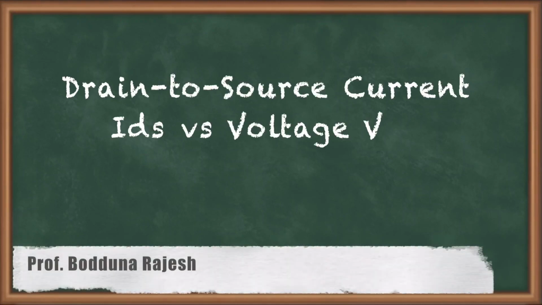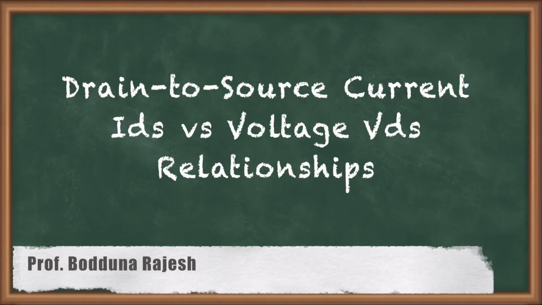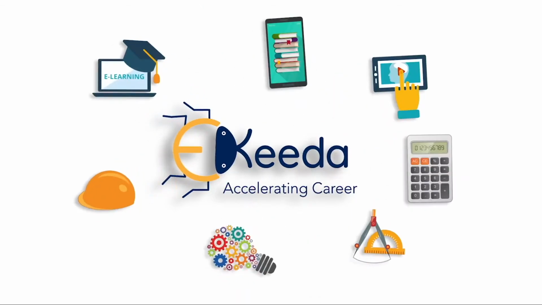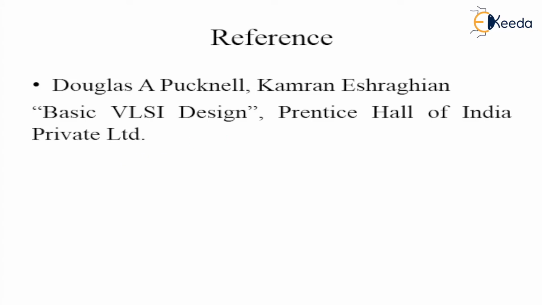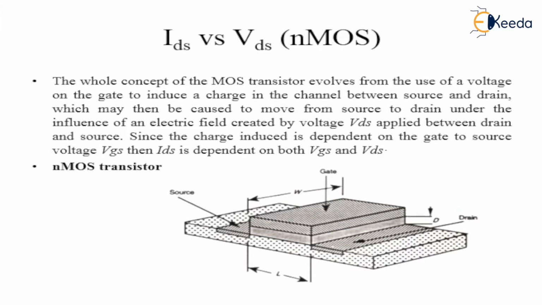Hi, today we are going to discuss the drain to source current IDS versus VDS relationship. The reference textbook for this topic is Douglas A. Pucknell and Kamran Eshraghian, Basic VLSI Design. The textbook can be useful to you for your reference. So now let us discuss this IDS versus VDS relationship in the MOSFET, the metal oxide semiconductor field effect transistor.